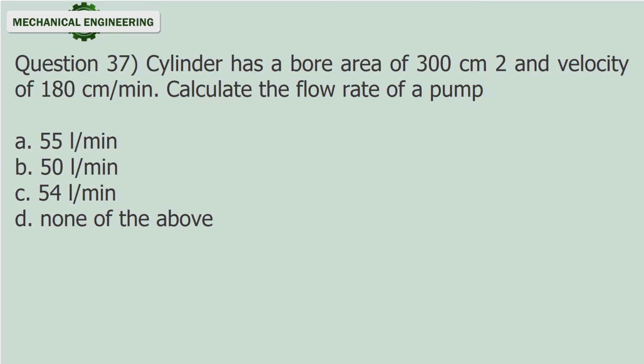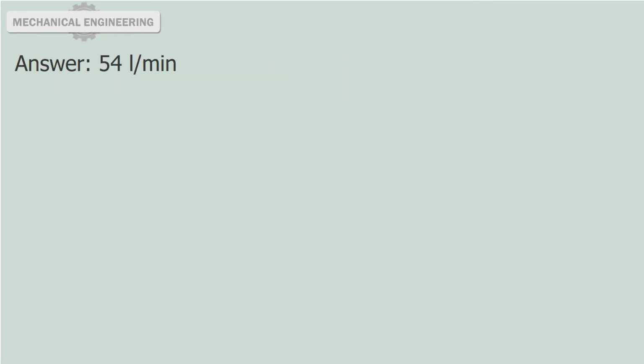Question 37. Cylinder has a bore area of 300 cm2 and velocity of 180 cm per minute. Calculate the flow rate of a pump. A. 55 liters per minute. B. 50 liters per minute. C. 54 liters per minute. D. None of the above. Answer: 54 liters per minute.